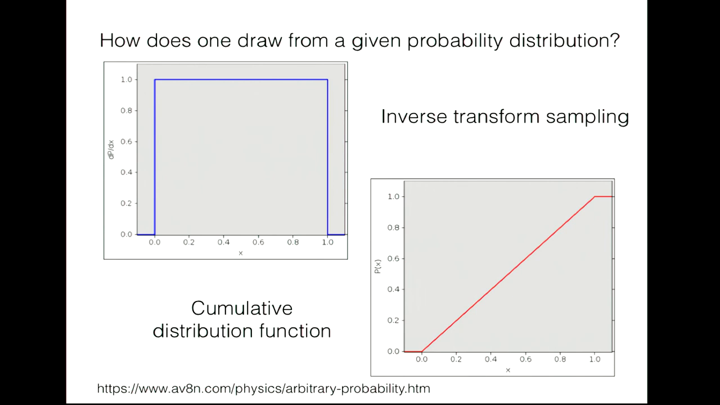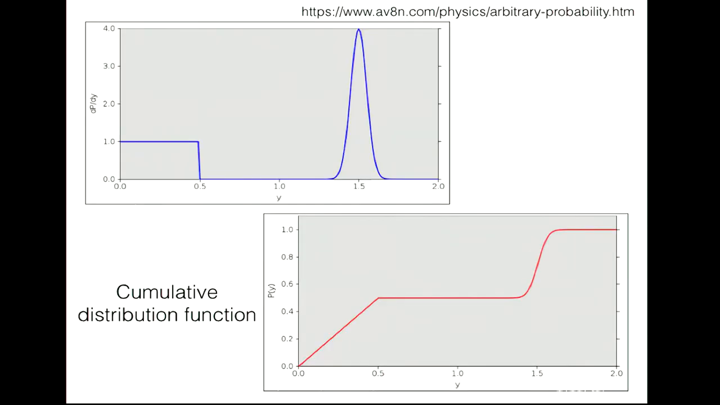So this is the cumulative distribution function P of x, which is 0 up till here, rises linearly to 1, and then saturates at 1 after that. Okay. So the method that is used to draw from a particular probability distribution in this case is called inverse transform sampling. I'll just explain where that comes from.